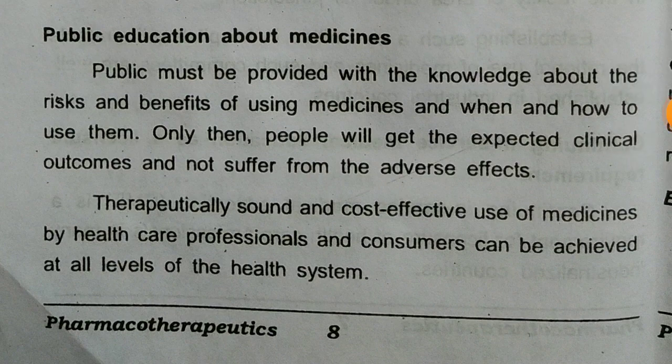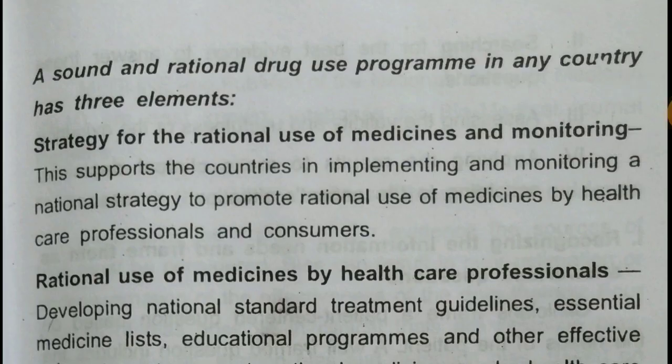A sound rational drug use program in any country has three elements. कौन कौन सा element है? Strategy for the rational use of medicines and monitoring. This supports the countries in implementing and monitoring a national strategy to promote rational use of medicines by health care professionals and consumers.